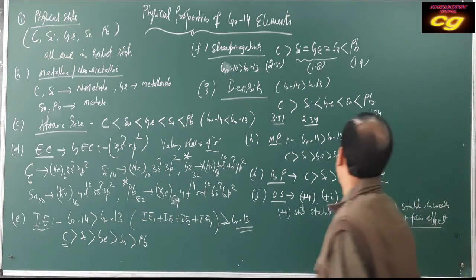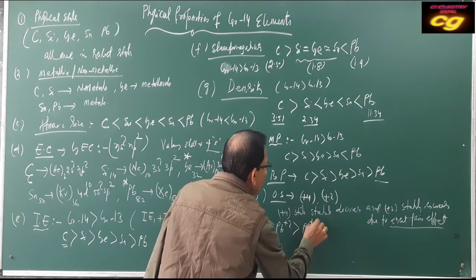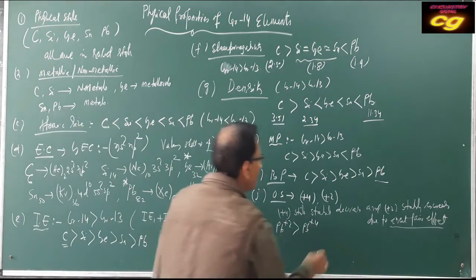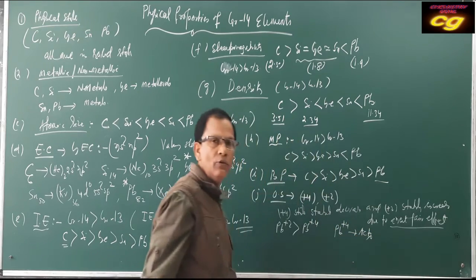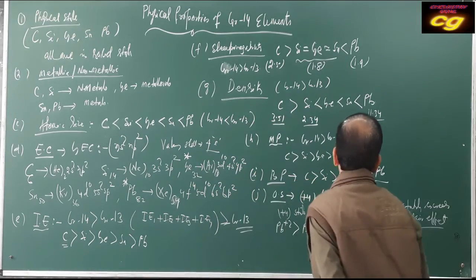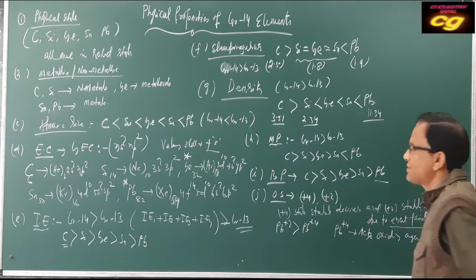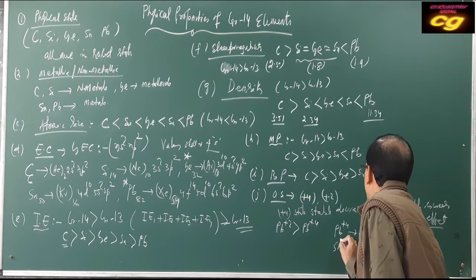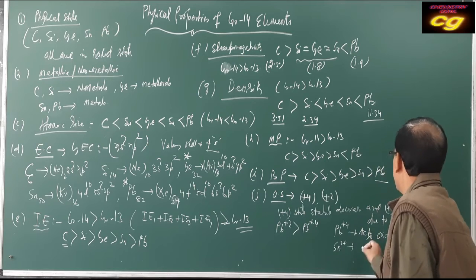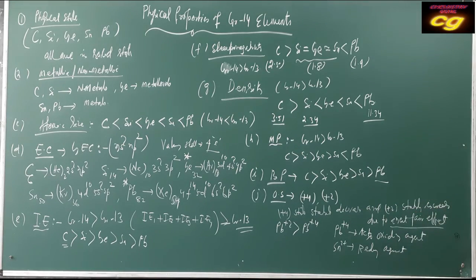That's why you can say that Pb2+ is more stable than Pb4+. And that's why Pb4+ acts as an oxidizing agent. But Sn2+ acts as a reducing agent, because it is converted to Sn4+, which is stable.